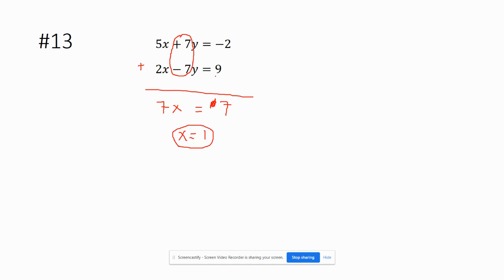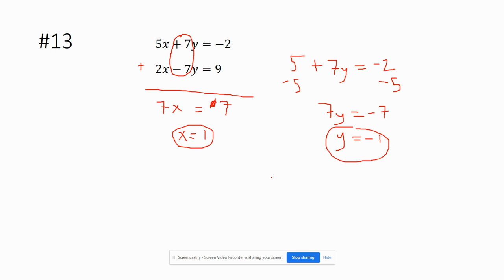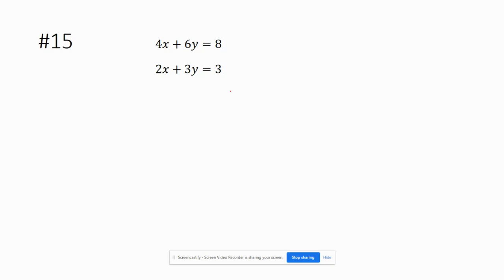So now I plug x equals 1 into either equation. If I plug in 1 here, I just get 5 plus 7y equals negative 2. And then we can subtract 5 on both sides, and we get 7y equals negative 7. We divide by 7 on both sides, and we get y equals negative 1. Okay, next problem, number 15.